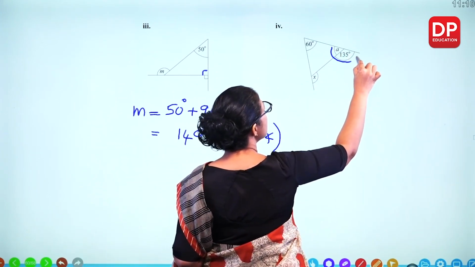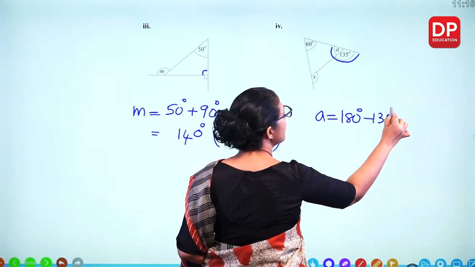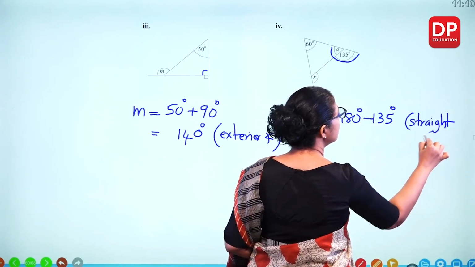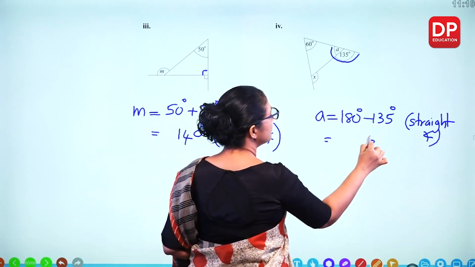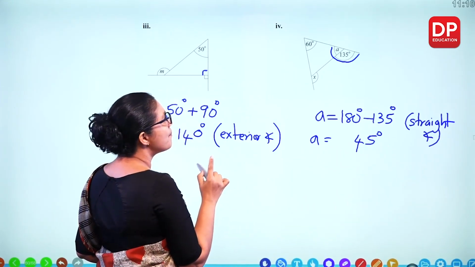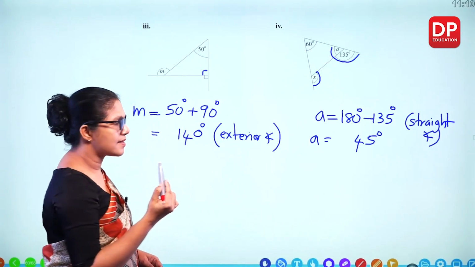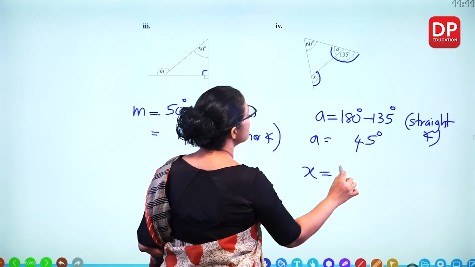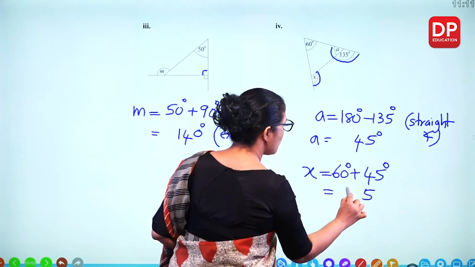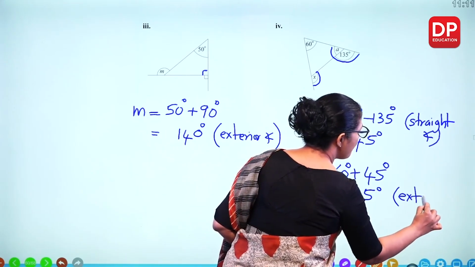Look at carefully. This is a straight angle. So what's A? 180 minus 135 because of straight angle. So 45 degrees for A. Now we know these two are the opposite interior angles for this exterior angle X. So what's X? X is 60 plus A. A is 45. So when you add it, you get 105 for X because of exterior angle.